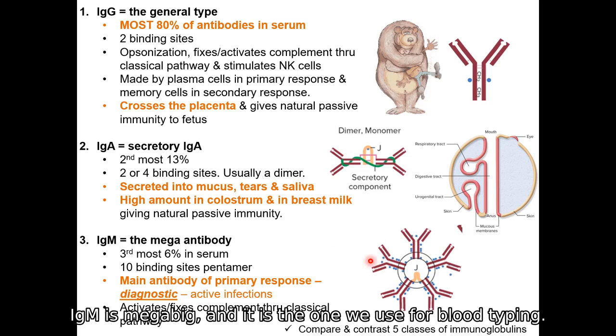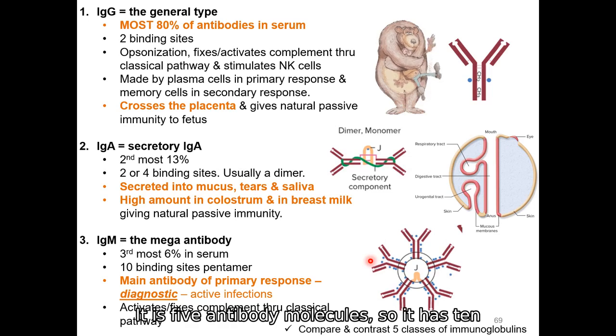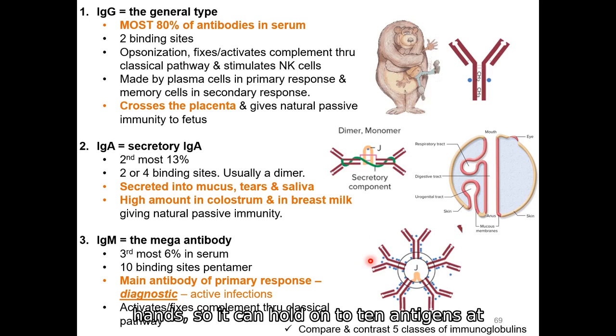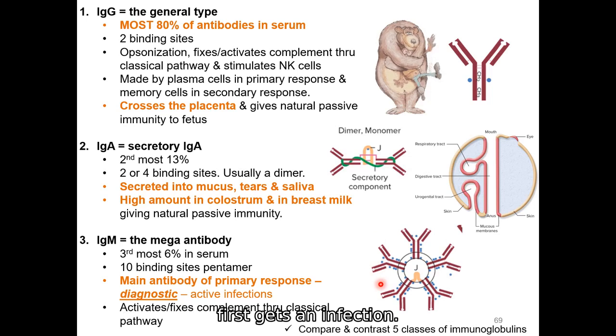IgM is mega big, and it is the one we use for blood typing. Notice it looks like a snowflake. It is 5 antibody molecules, so it has 10 hands. So it can hold on to 10 antigens at once. The other thing about IgM is it's the first one made when someone first gets an infection.